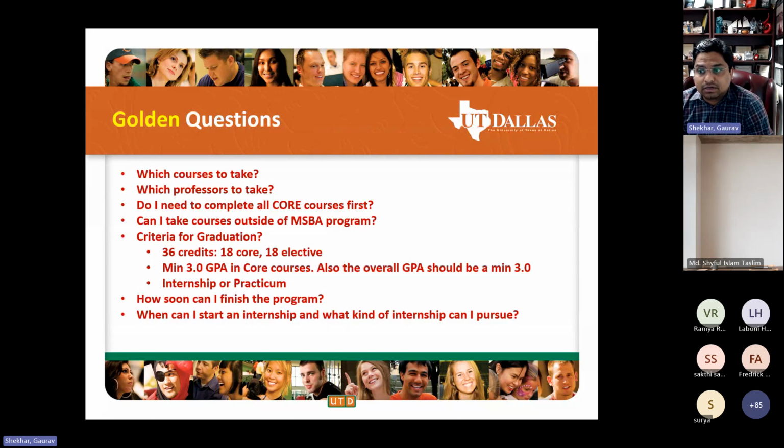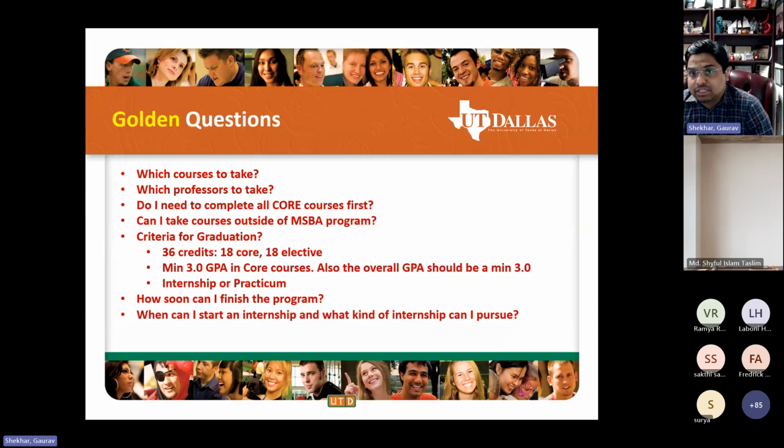Criteria for graduation: 36 credits need to be completed, which means 18 for core, which is 6 classes, and 6 classes for electives. If you do an internship, those credits will come out of the electives bucket.